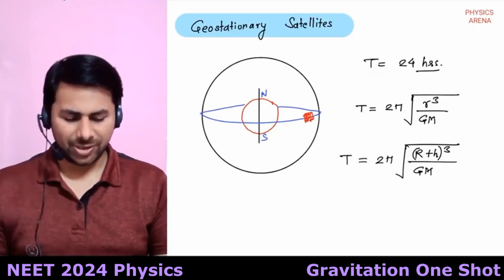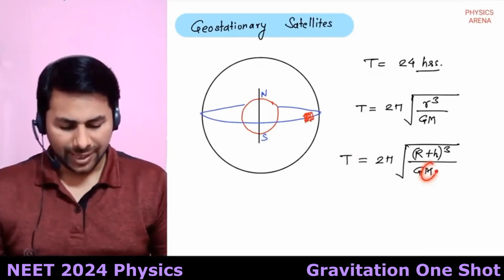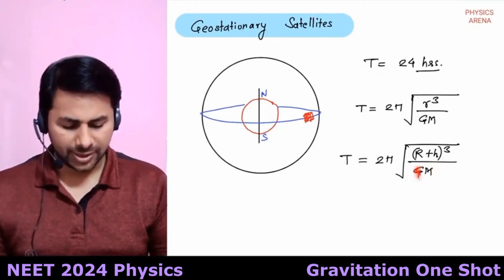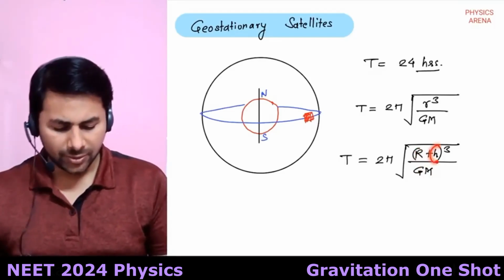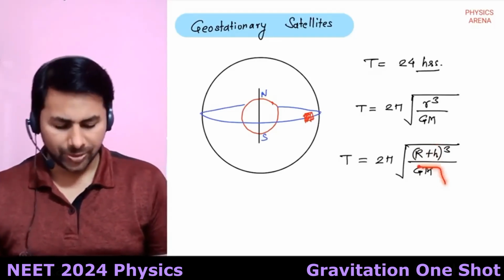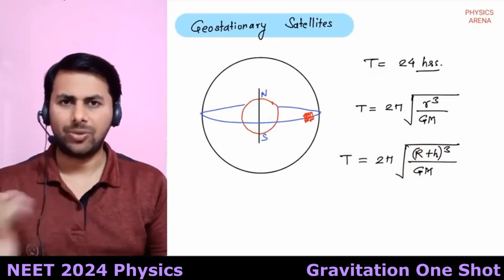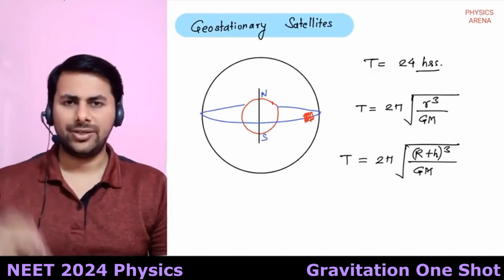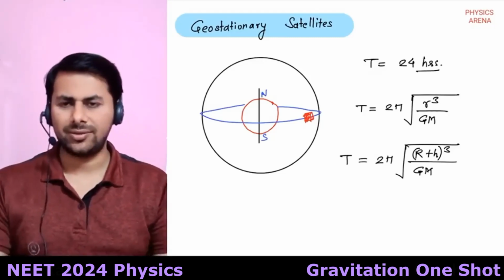The height of a geostationary satellite is fixed because the time period is 24 hours. M is the mass of Earth, G is the universal gravitational constant, R is the radius of Earth. There is only one unknown in this equation, that is height. If you put the values of all other things, you will get one value of height. So the height of the geostationary satellite is fixed. It has a fixed value. Is this clear?